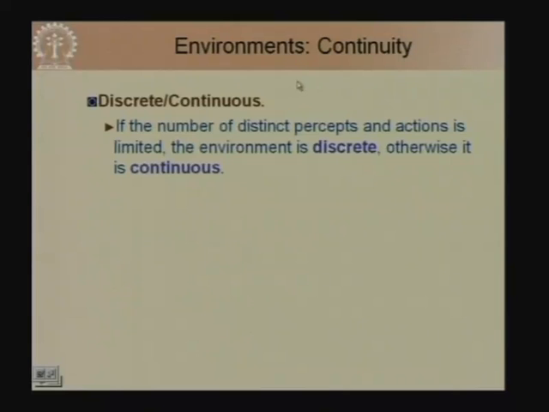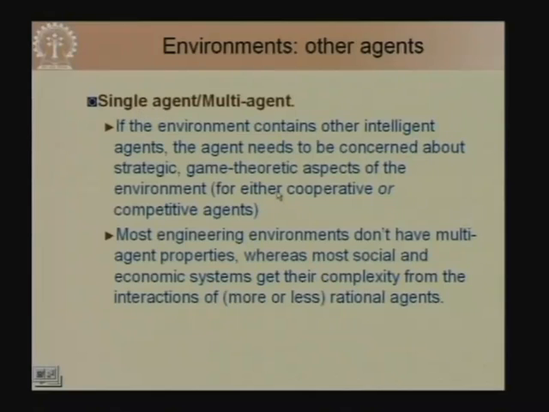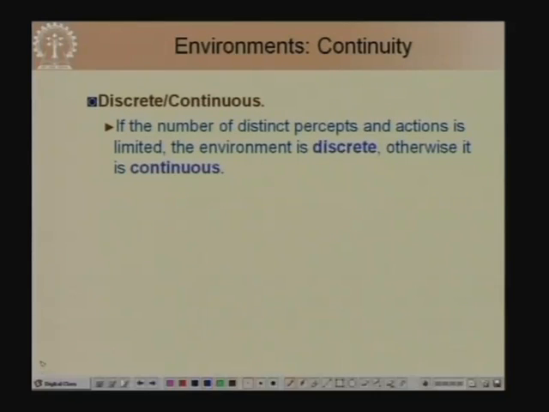Also, another dimension by which we can characterize environments is continuity. An environment is discrete or continuous. An environment is discrete if the number of distinct percepts and actions is limited, and the number of states is limited. An environment is continuous if the range of percepts is continuous, or the range of actions it can take is many, or the number of states is either continuous or so many that we treat them as continuous.